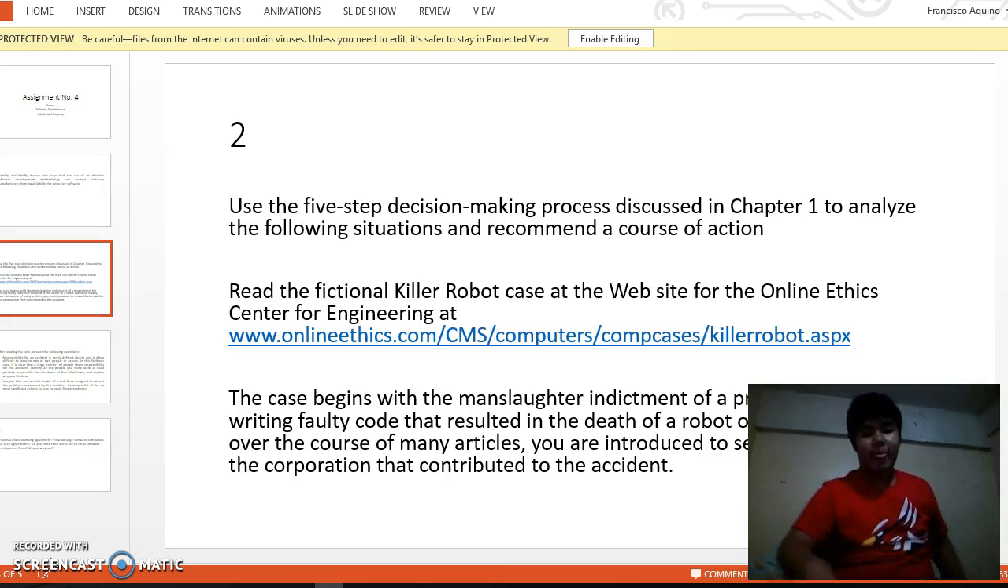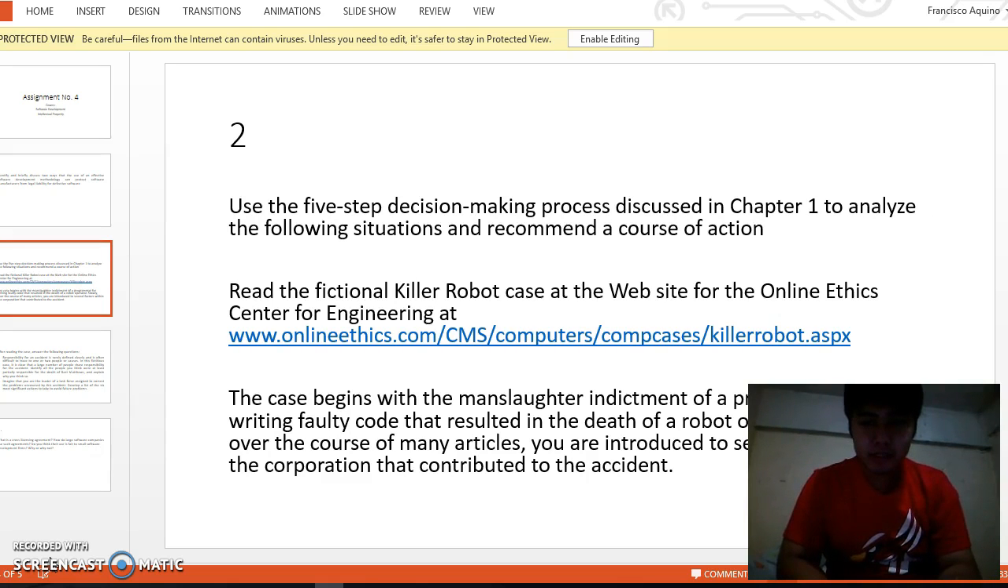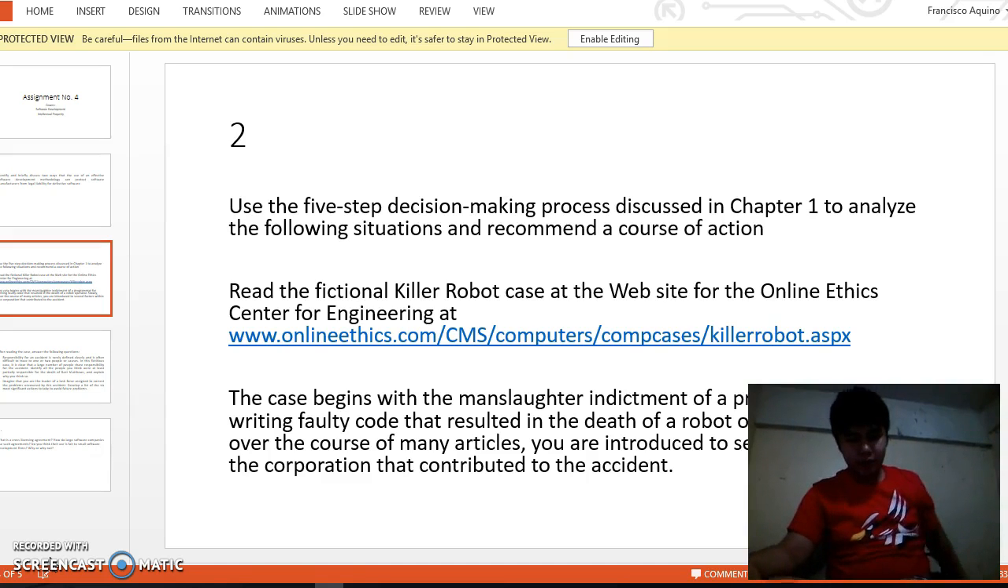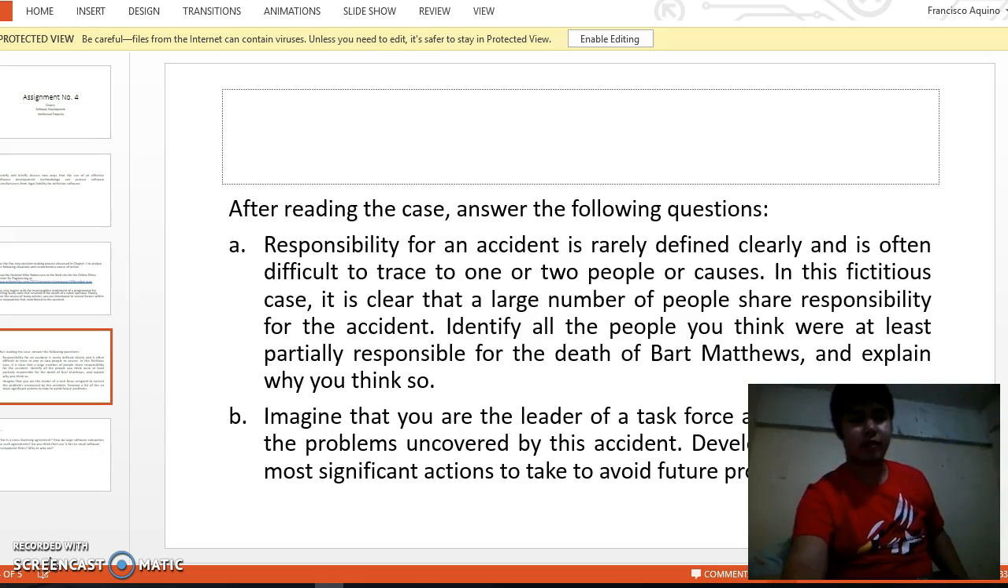So, question 2. Use the 5-step decision-making process discussed in Chapter 1 to analyze the following situations and recommend a course of action. So, the case begins with the manslaughter indictment of a programmer for writing faulty code that resulted in the death of a robot operator. Slowly, over the course of many articles, you're introduced to several factors within the corporation contributing to the accident.